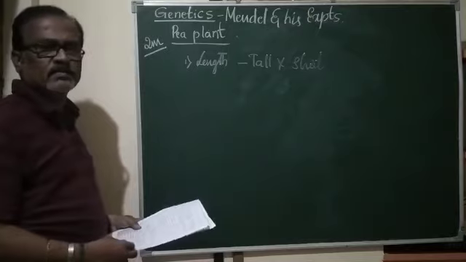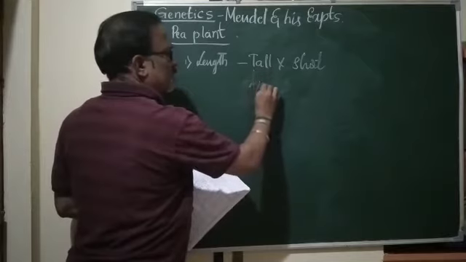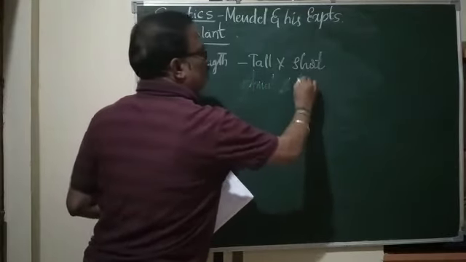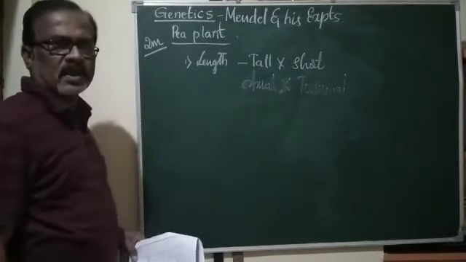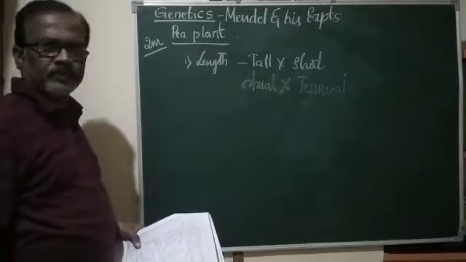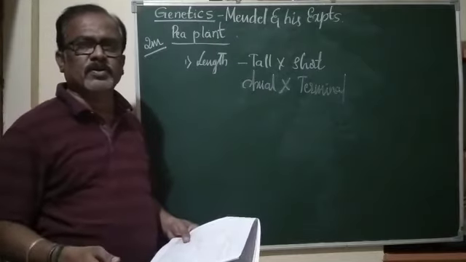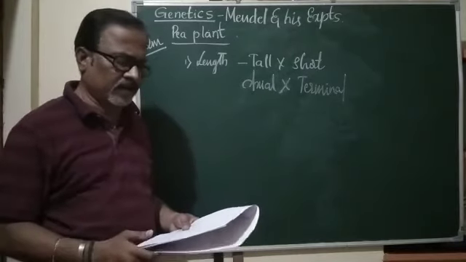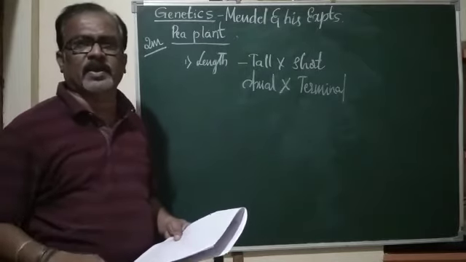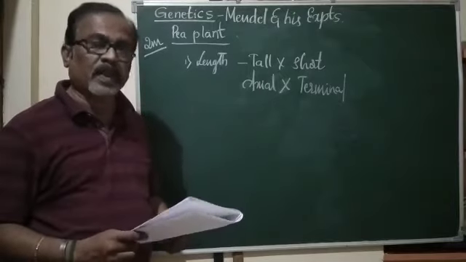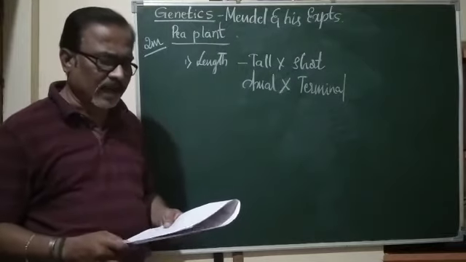Second character is position of flowers, where the dominant is axial, recessive is terminal. And third character is pod shape, in which dominant is inflated, recessive is constricted. Then pod color, dominant is green, recessive is yellow.